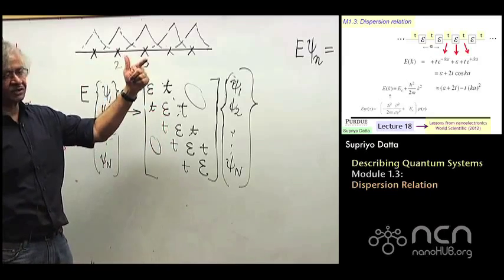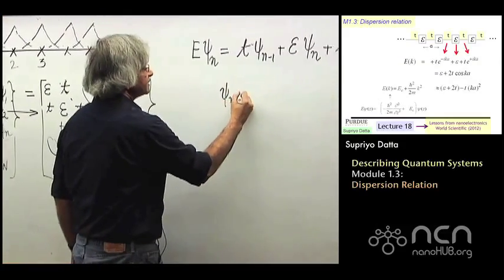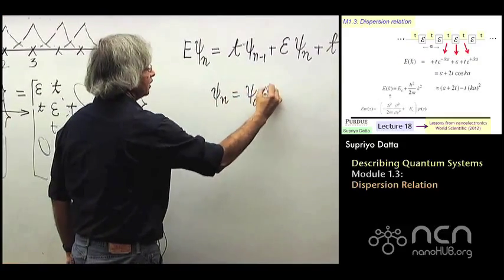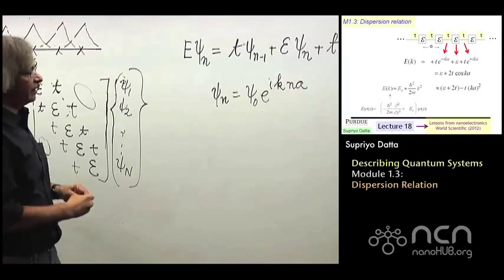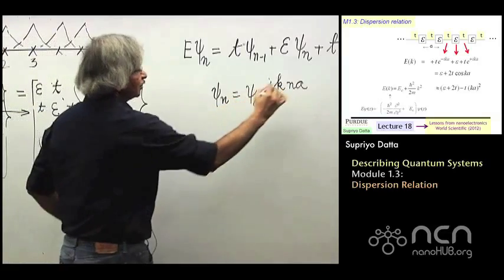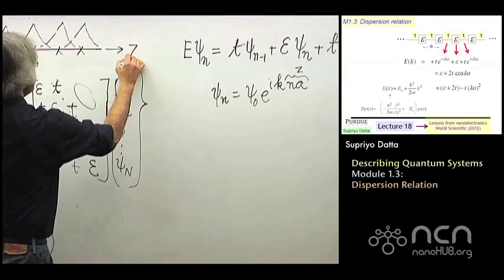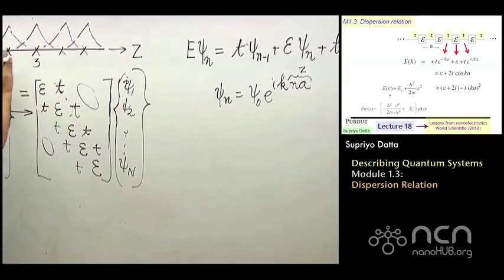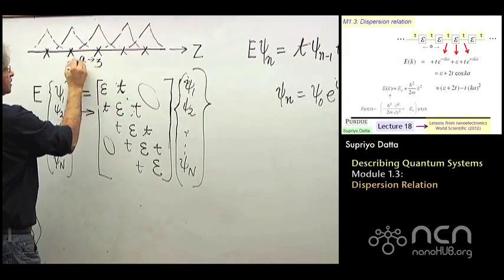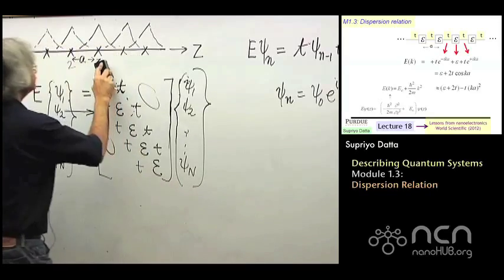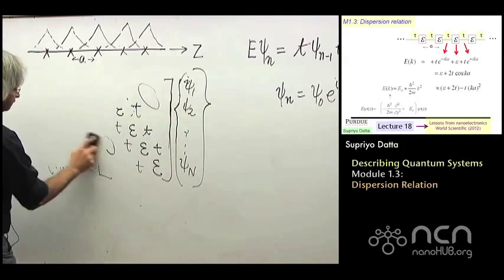But because every line is the same, I can do just that and write psi n as psi 0 e to the power i k n a. Here na is the location in z. That is, if this axis is called z, then the location of the nth point is n times a, where a is the distance between points. So that's what we write as e to the power i k n a.